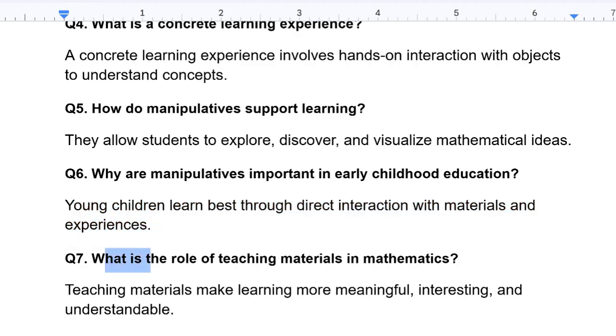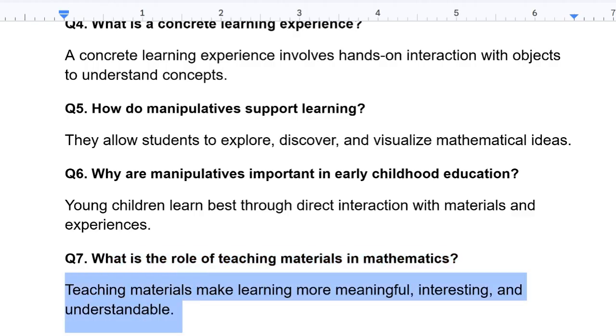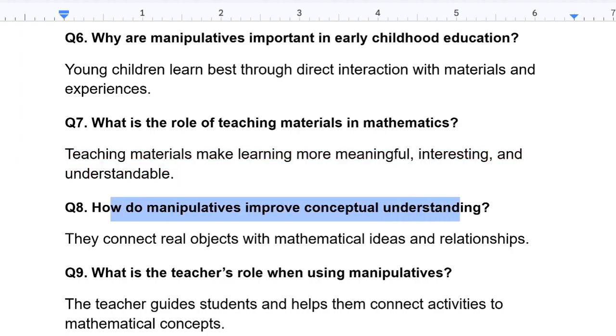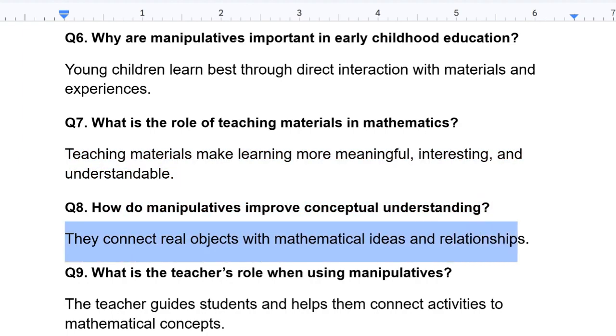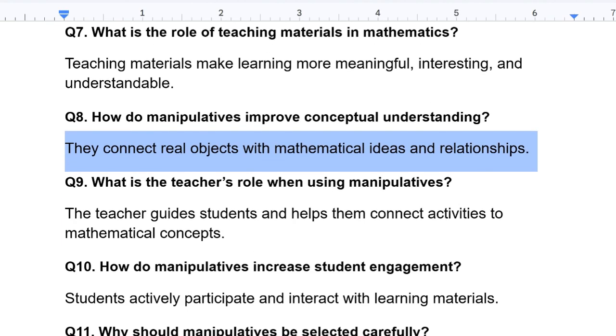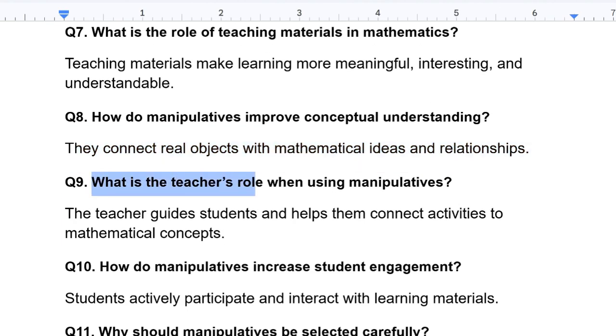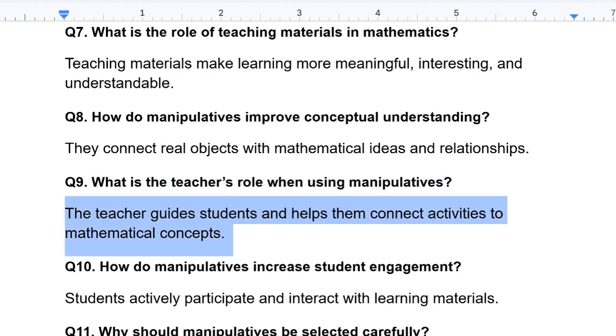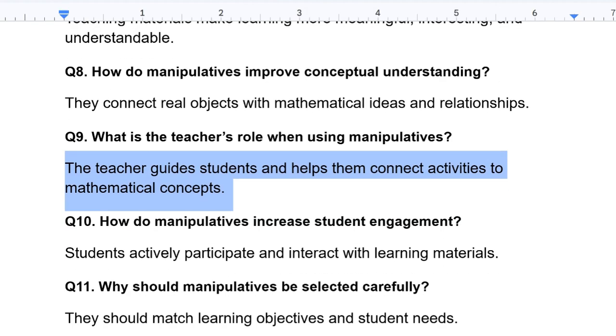What is the role of teaching materials in mathematics? Teaching materials make learning more meaningful, interesting, and understandable. How do manipulatives improve conceptual understanding? They connect real objects with mathematical ideas and relationships. What is the teacher's role when using manipulatives? The teacher guides students and helps them connect activities to mathematical concepts.